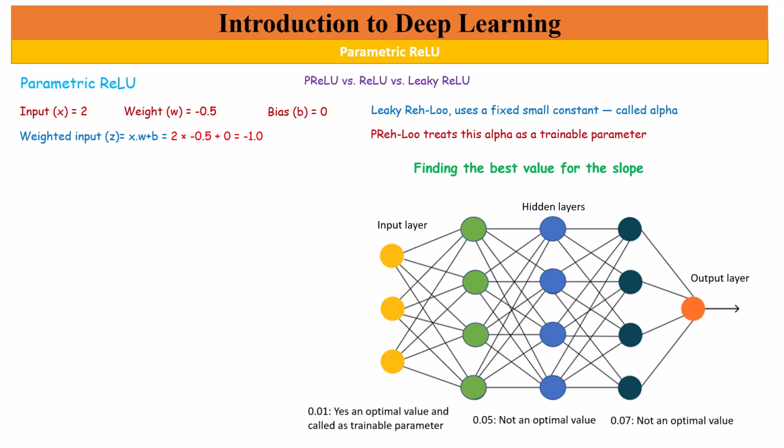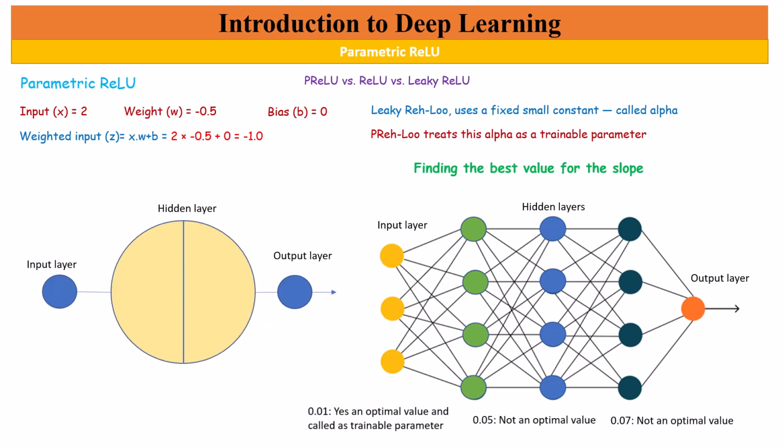Now that we have determined the trainable parameter alpha as 0.01, let's examine what happens to the neuron, whether it becomes inactive or continues learning. To illustrate this, consider a simple neural network with a single neuron. The weighted sum is -1, and since the alpha for PReLU, the trainable parameter, is 0.01, the output becomes -0.01. This small negative output, instead of 0, ensures that the neuron continues to receive gradient. As a result, it remains active and keeps learning from the data, even for negative input.